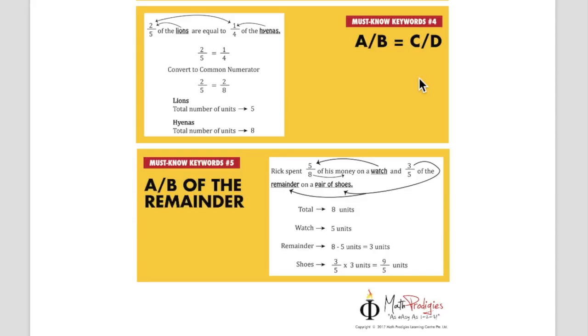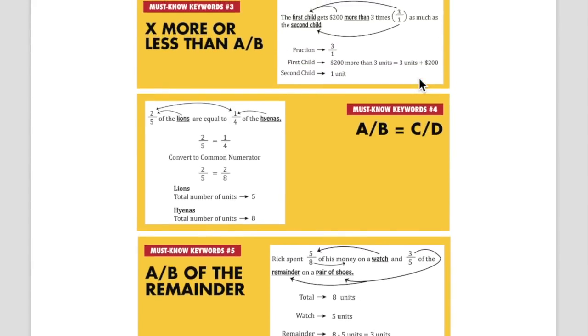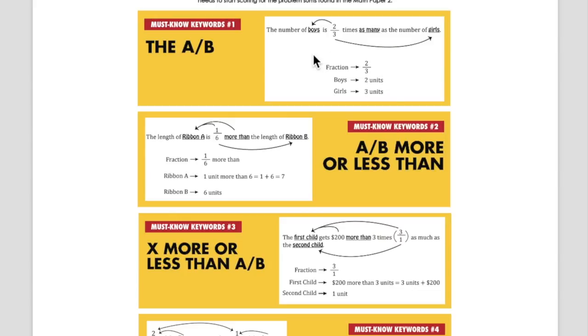I like to do recaps because recaps help you a lot with remembering. So let's do a quick one over here. The A over B, if you remember, right? A over B, first entity is called A, second entity is called B. So the first entity is referring to the 2 and the second entity is referring to the 3.